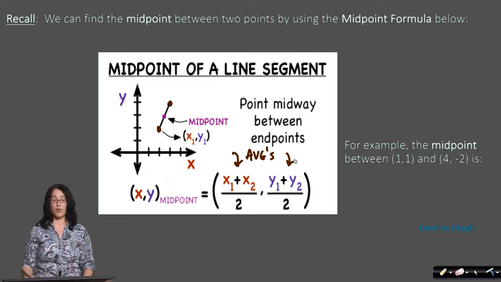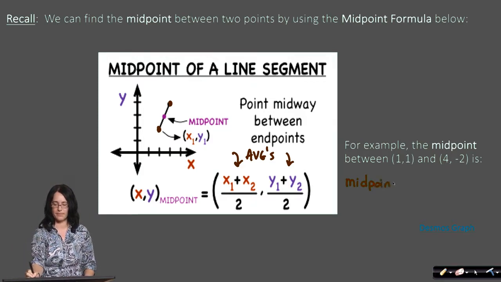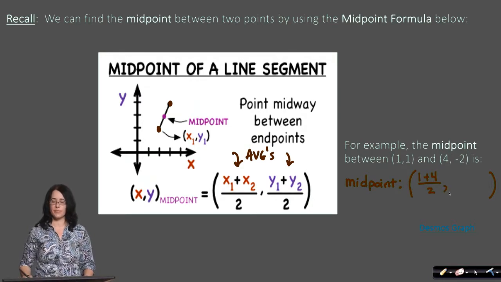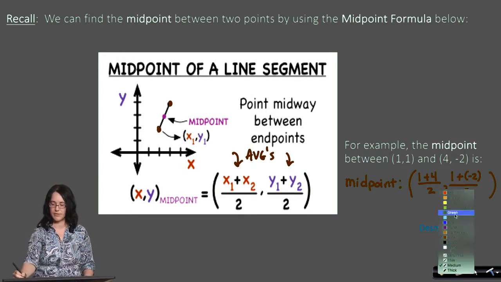So for example, if our locations were the point 1, 1 and the point 4, negative 2, then to find the midpoint between them, we would take the average of our x values, so that would be our 1 plus our 4, and then divide by 2. That would give us our new x value. For the y values, we would take the average of them, which is 1 plus a negative 2, and then divide by 2. So let's see what that yields for us.